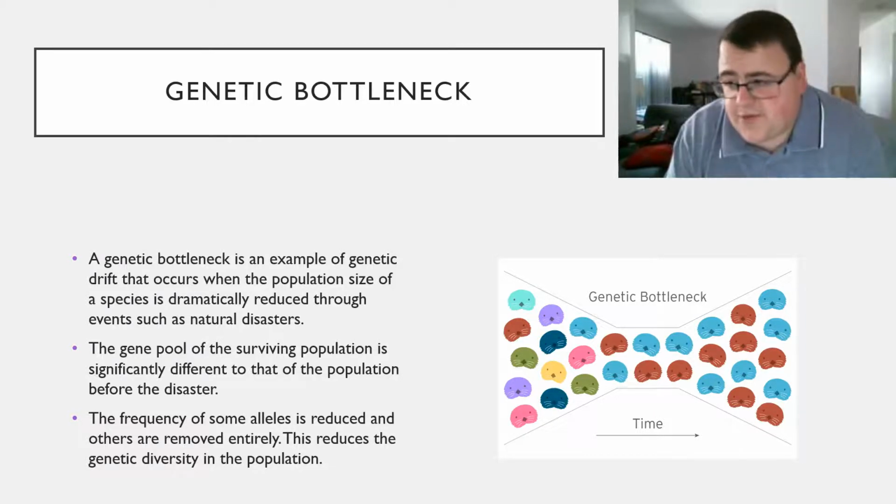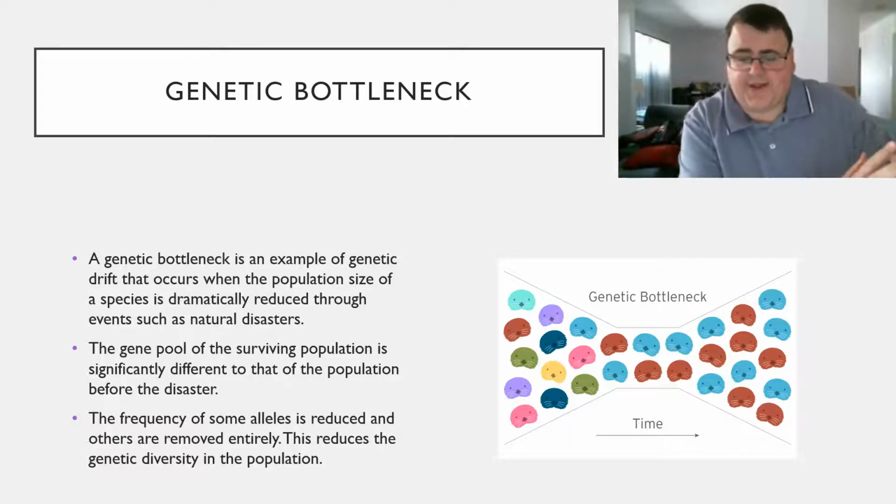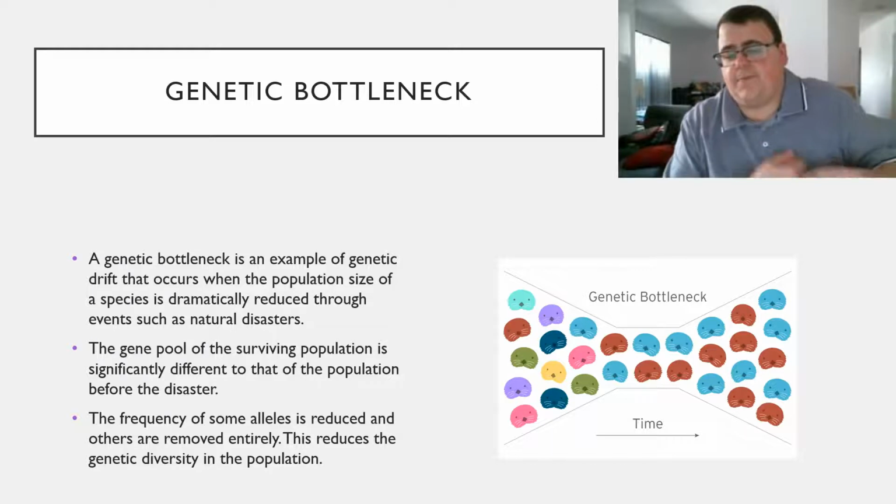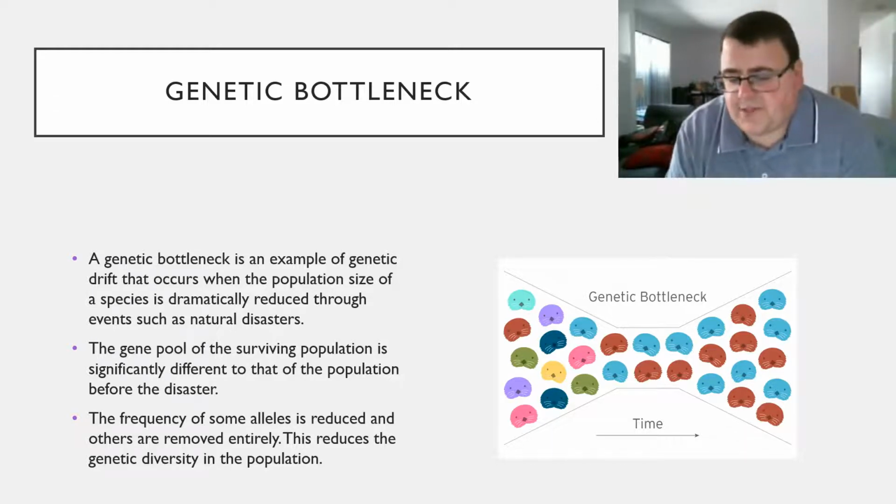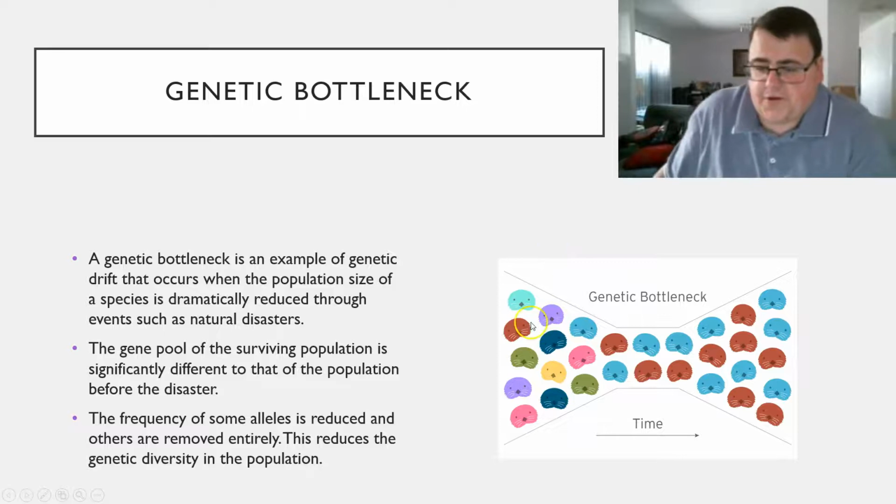So that could be things like natural disasters, human intervention, anything. And the gene pool of the surviving population is a lot different than the population that was before the disaster. Obviously, that means that the frequency of some alleles is reduced or removed entirely, and the genetic diversity in the population is going to decrease as a result. So we can see that in the diagram over here.